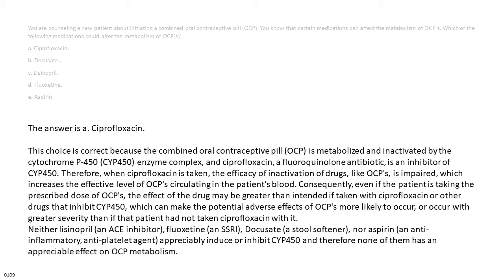Consequently, even if the patient is taking the prescribed dose of OCPs, the effect of the drug may be greater than intended if taken with ciprofloxacin or other drugs that inhibit CYP450, which can make the potential adverse effects of OCPs more likely to occur, or occur with greater severity than if that patient had not taken ciprofloxacin with it. Neither lisinopril, an ACE inhibitor, fluoxetine, an SSRI, docusate, a stool softener, nor aspirin, an anti-inflammatory, antiplatelet agent, appreciably induce or inhibit CYP450, and therefore none of them has an appreciable effect on OCP metabolism.